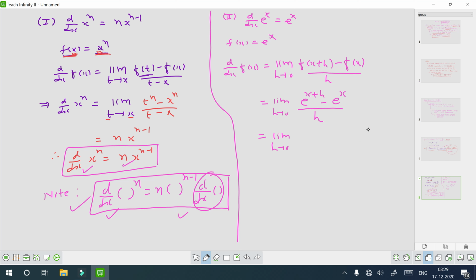So that is equal to limit h tends to 0. If base same, then indices are added. So in this way we can simplify it.